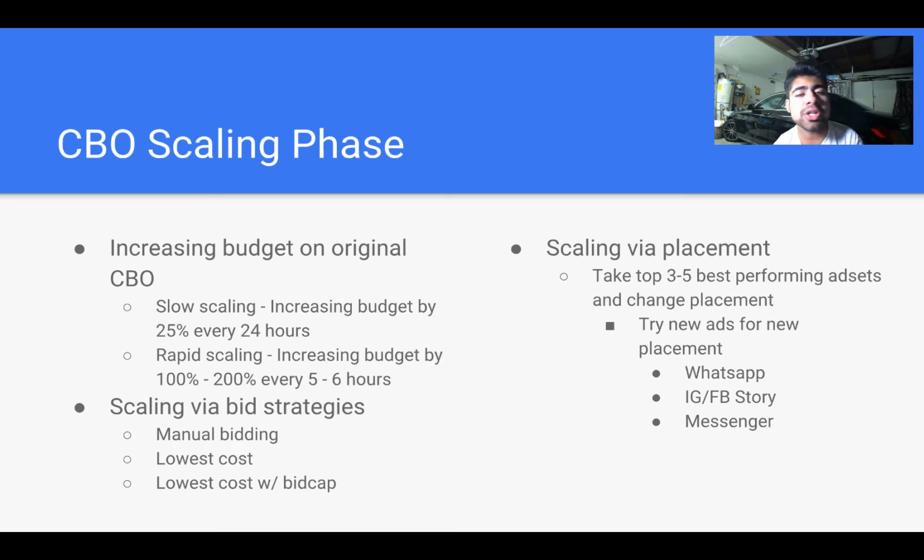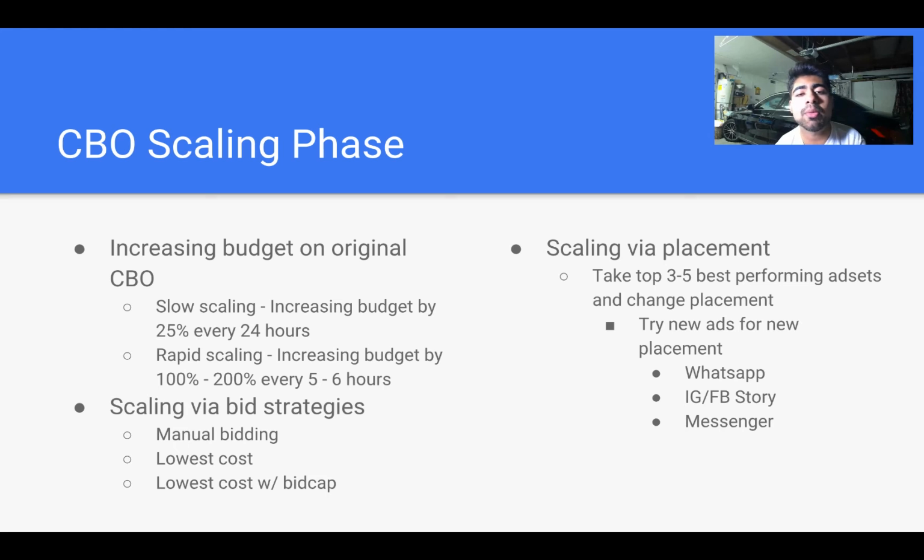Now, I'm not saying 100% of the time it's going to make it better, because of course Facebook is an algorithm and sometimes it fluctuates a lot. But one way to scale your CBO is to increase the original budget on that original CBO. If you want to take it nice and easy, you can apply the slow scaling method, meaning you can increase the budget by 25% every 24 hours.